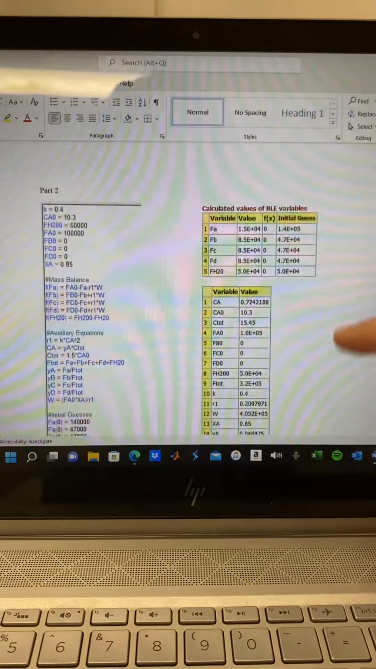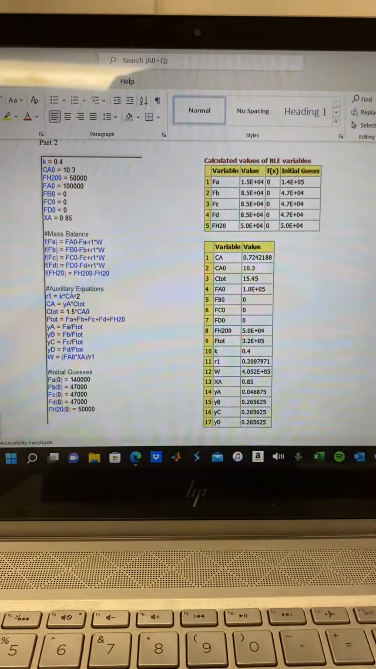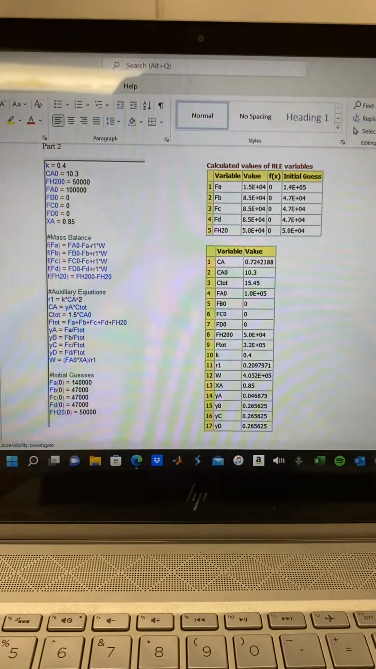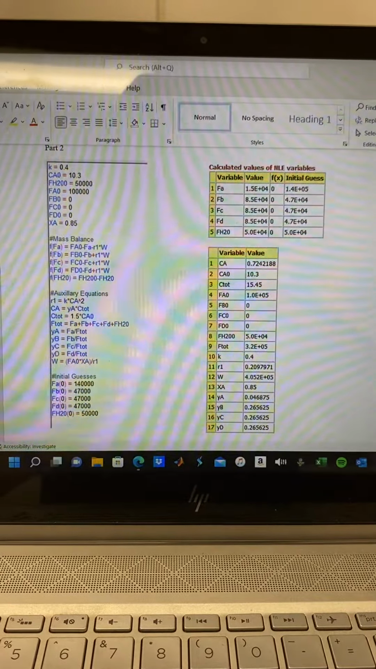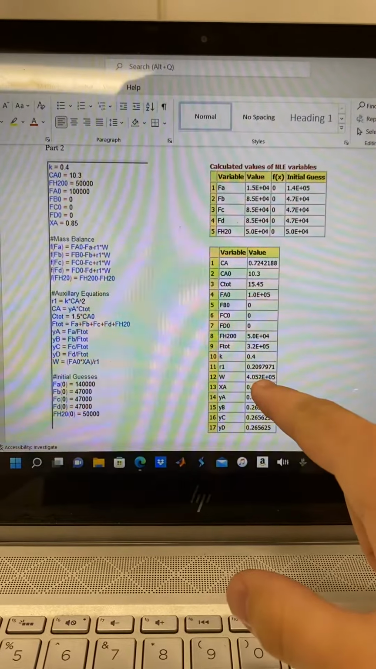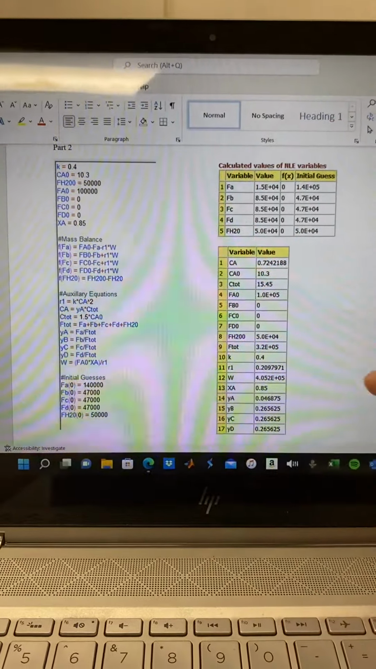And for part 2, it's kind of the same. Just you had to do it for CSTR, and this time we were looking for the weight needed for 0.85. And it was up here, which is 4.052 times 10 to the 5th.